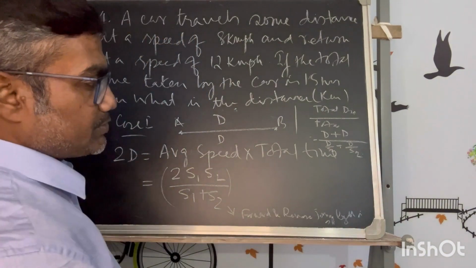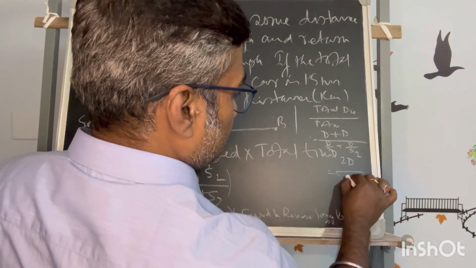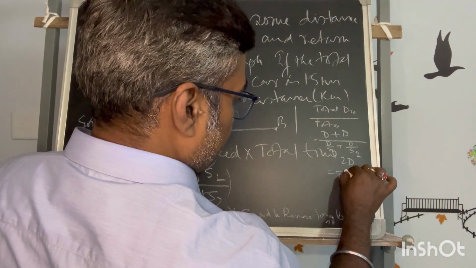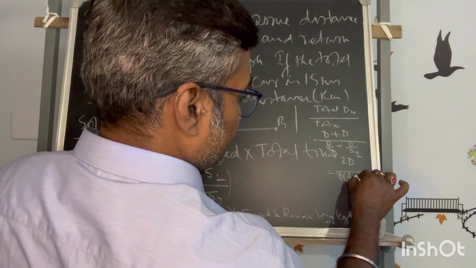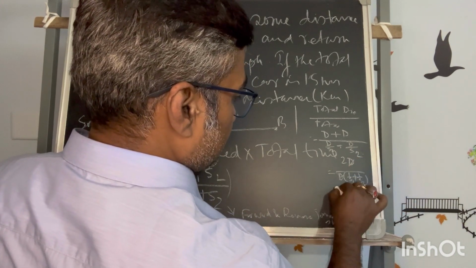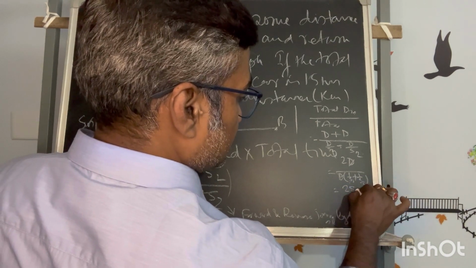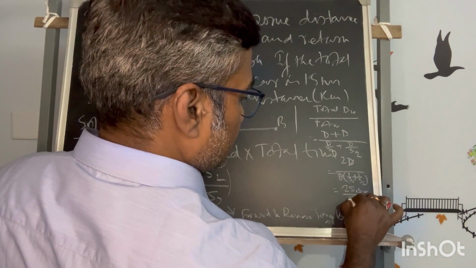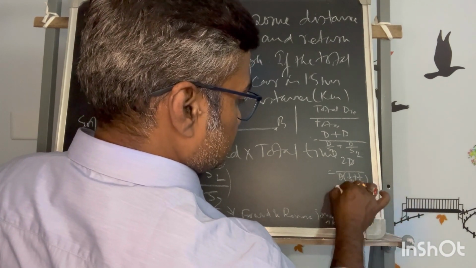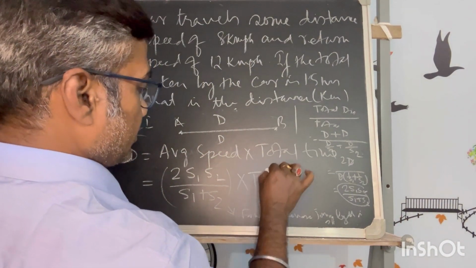This is the only case possible. Now this is 2D upon, if I take D common, 1 by S1 plus 1 by S2. Now D cancels out. If you do the LCM, it is 2 into S1 into S2 in the numerator, and S1 plus S2 will be there. So this is the formula I am using here, into the total time.